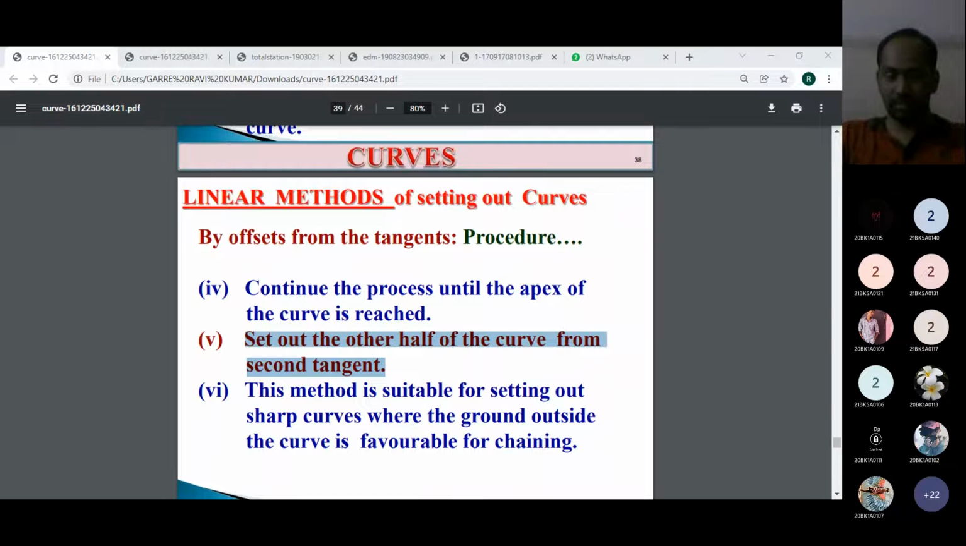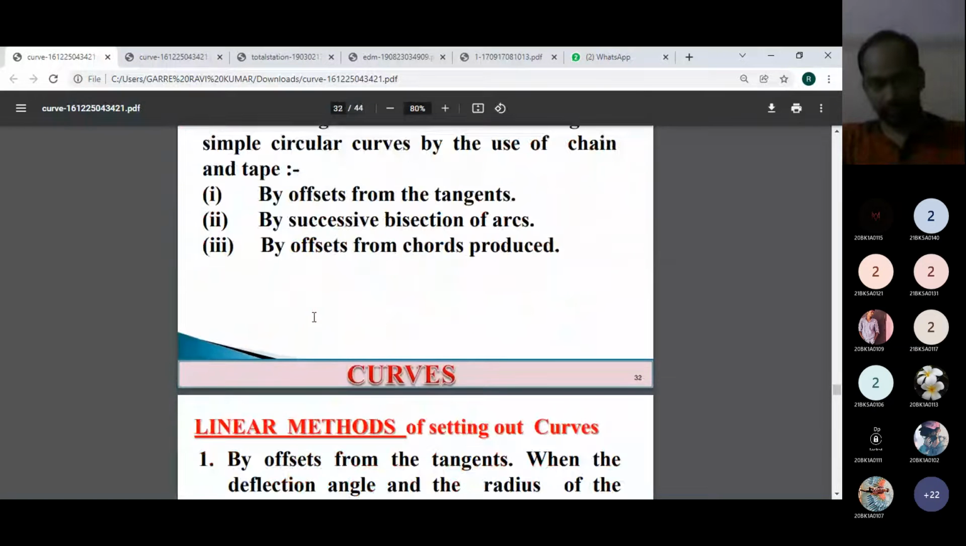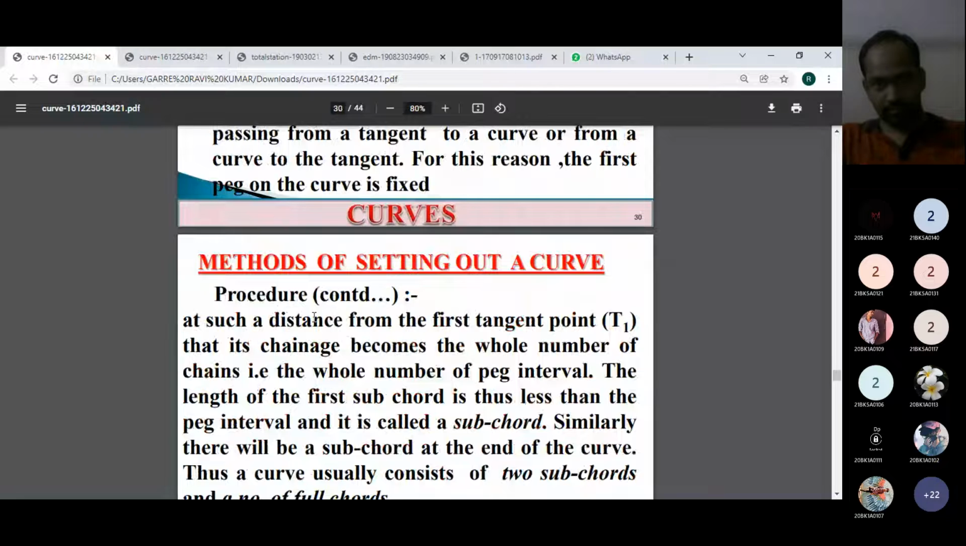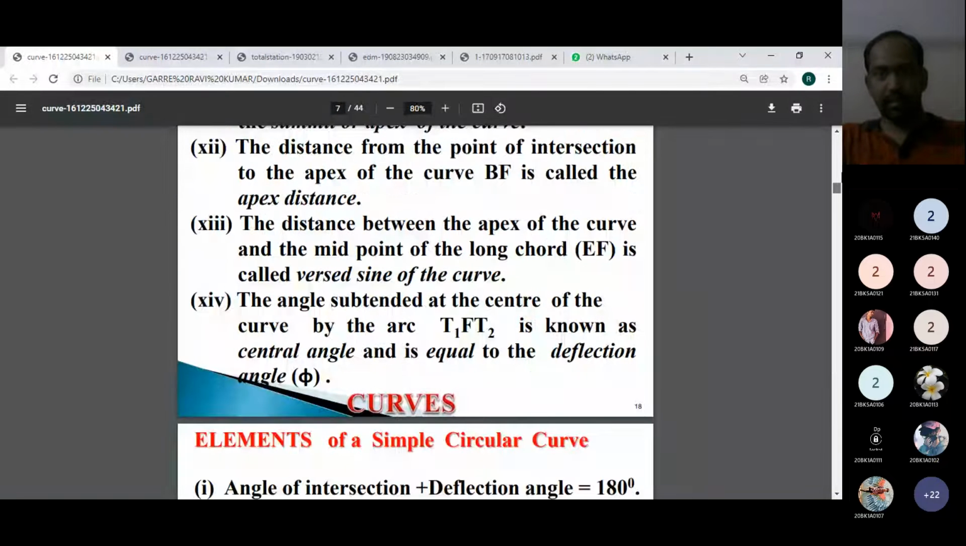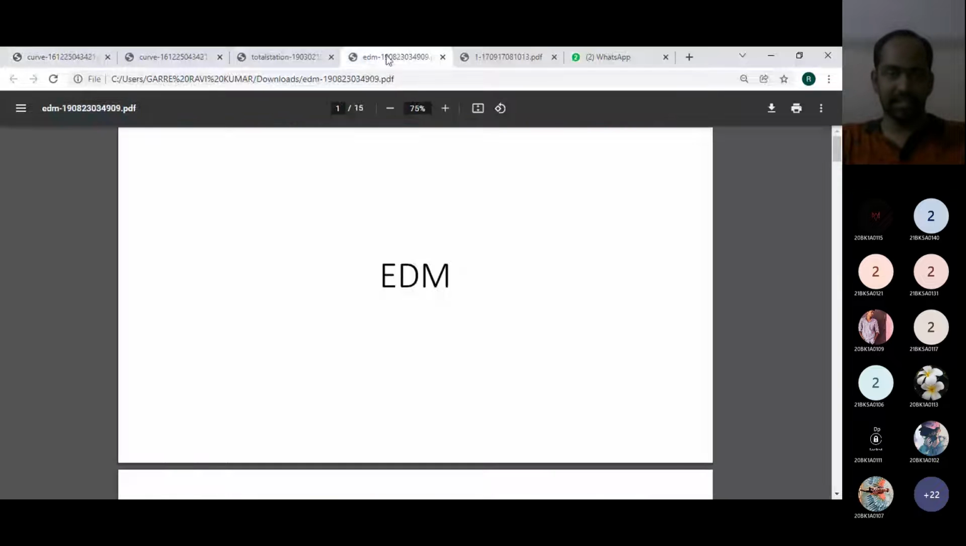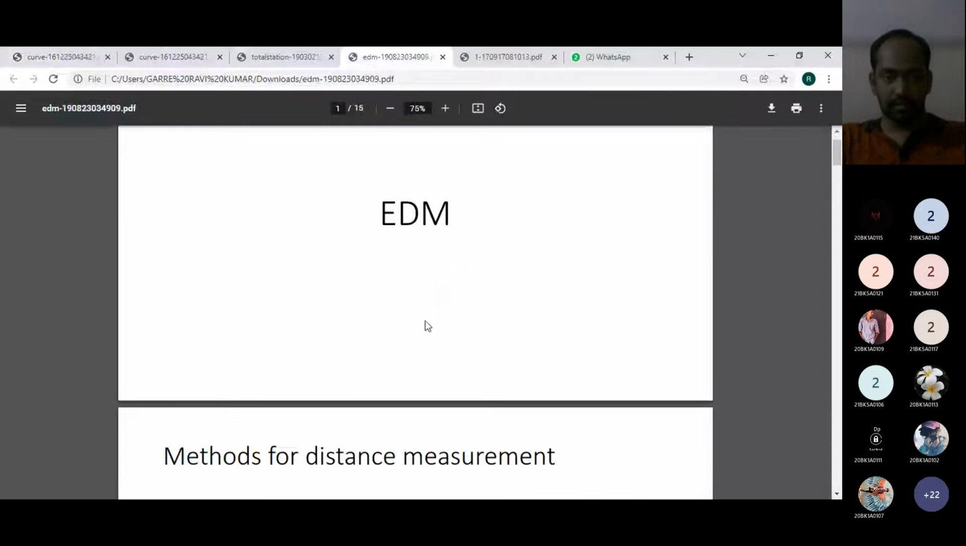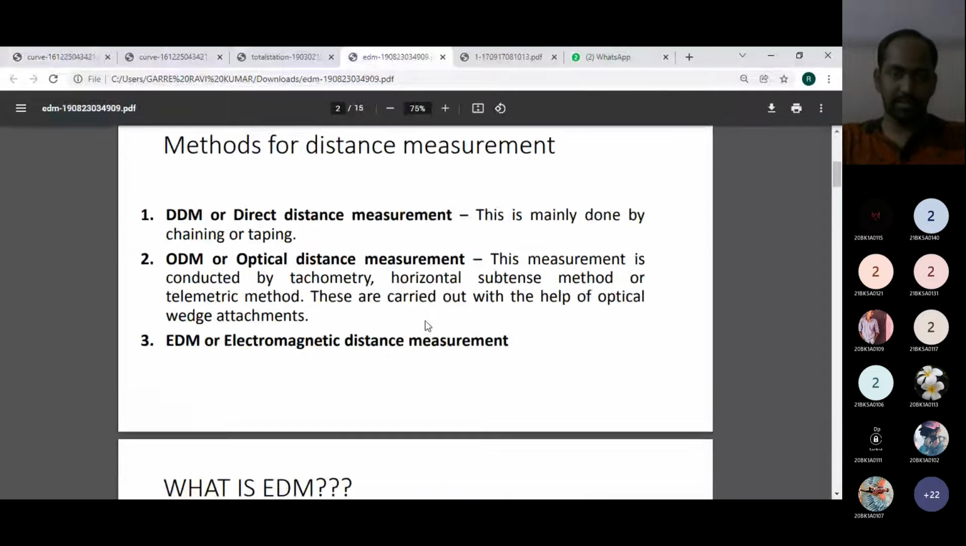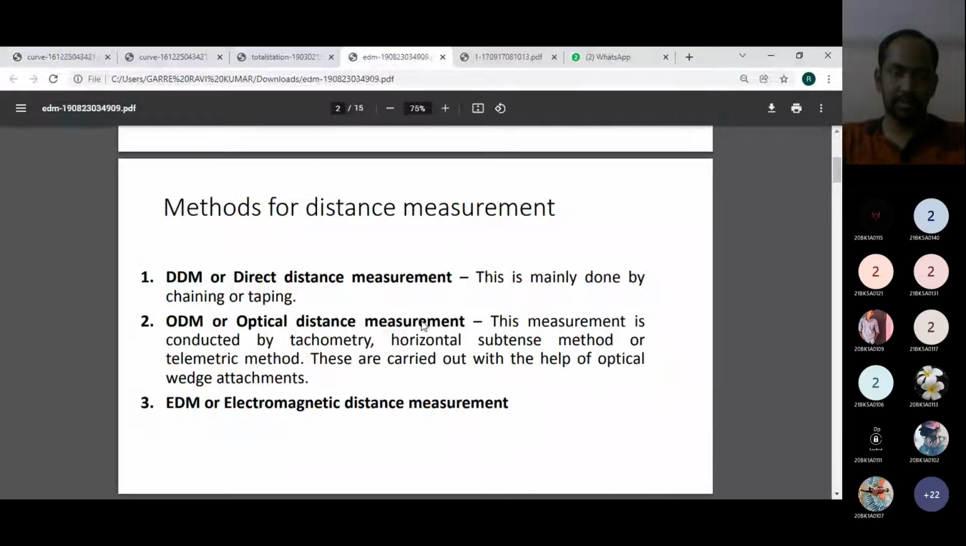After this, I'm going to discuss the EDM, electronic distance measurement. Electronic distance measurement is one more method of surveying. In general, what do you mean by surveying?